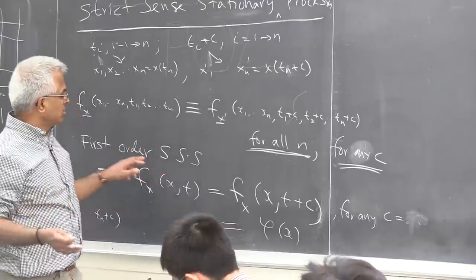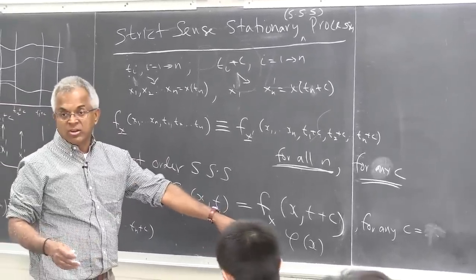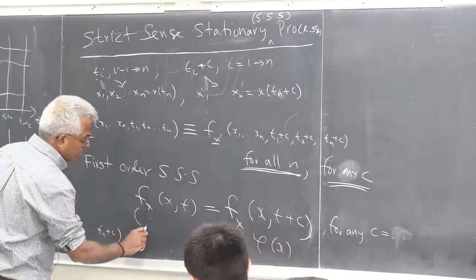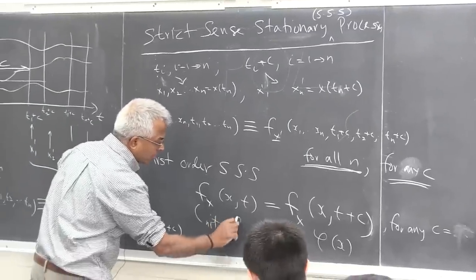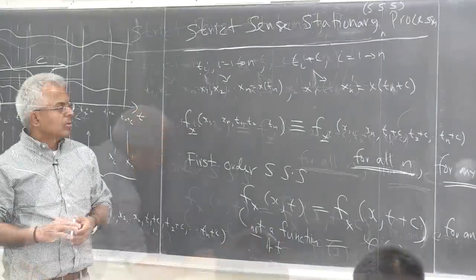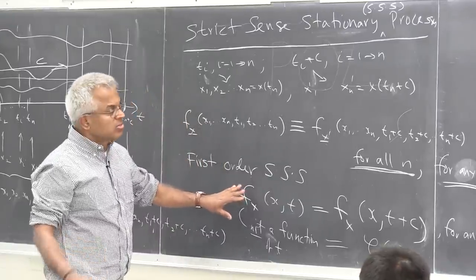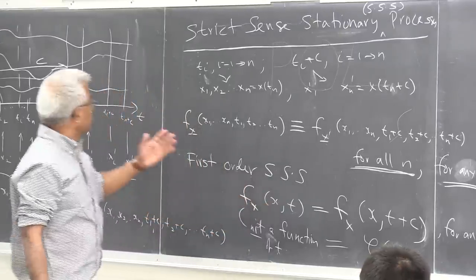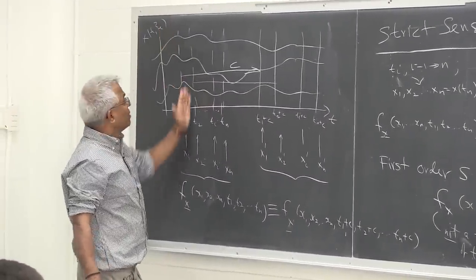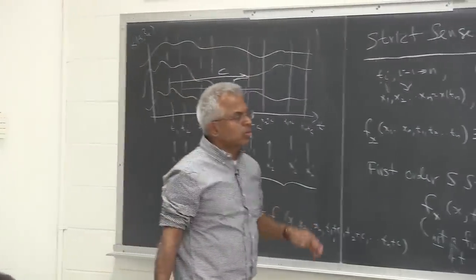So the big conclusion is, if a process is first order strictly stationary, its density function is not a function of time. You see here, this is not a function of T. So first order strict stationarity says the density function is not a function of time. Which means that if this process is first order stationary, if you look anywhere, the density function is identical, right? So what is one consequence of this?